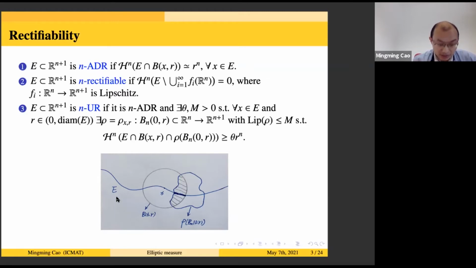It can be seen from this picture. Here, I put a picture. For each ball centered at the boundary, one can get a portion of the boundary. Here, the left-hand side is the Lipschitz graph. The portion is a Lipschitz graph. Moving around the boundary, we can cover the whole boundary.